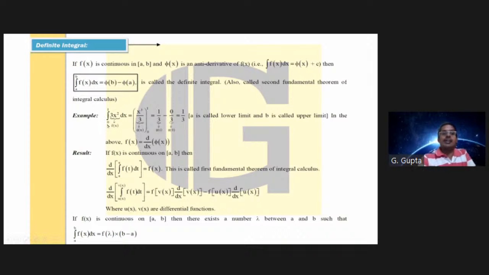Now let us see an example. Integral 0 to 1, 3x square dx. Actually, this is x square dx. Please ignore this 3. Consider x square only. So this is f(x).